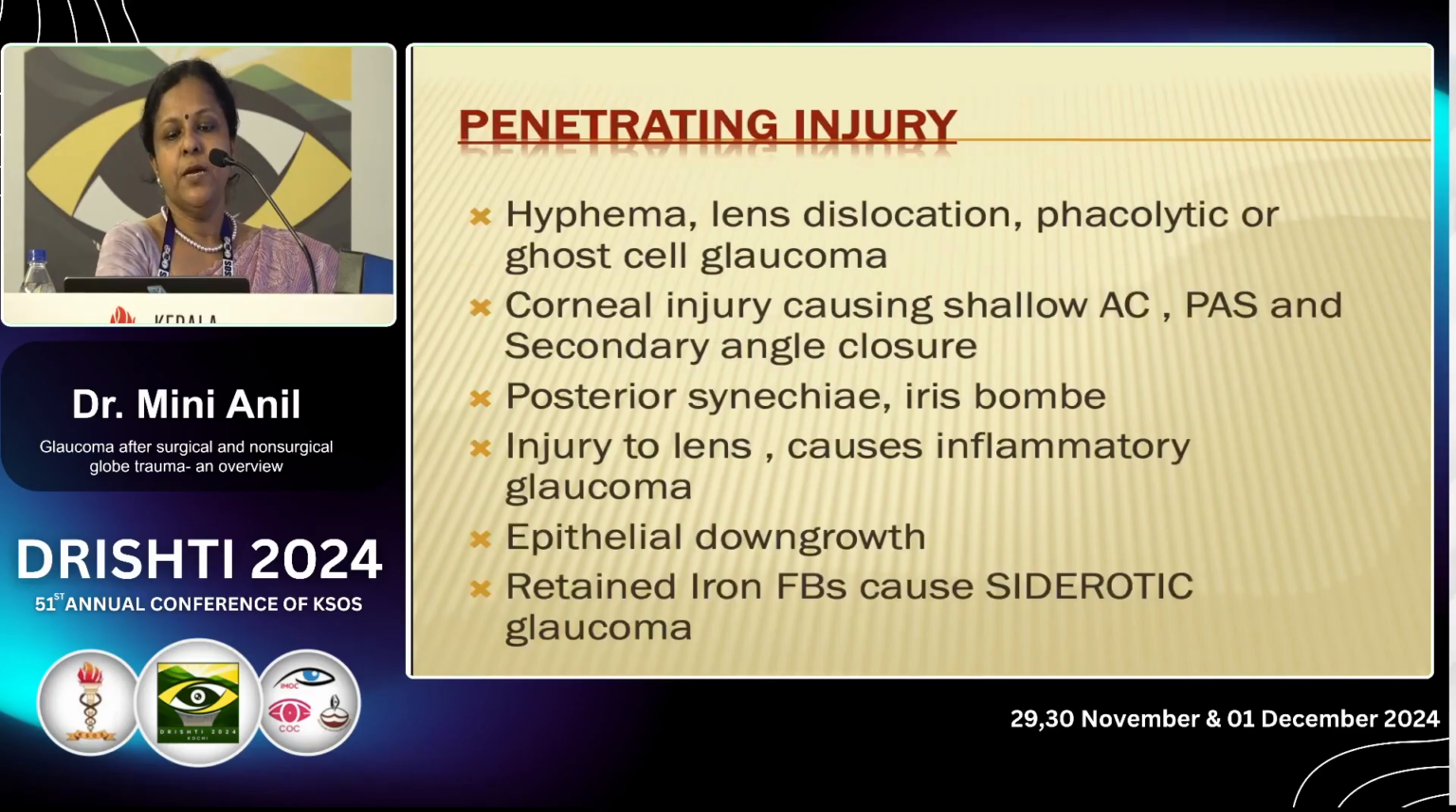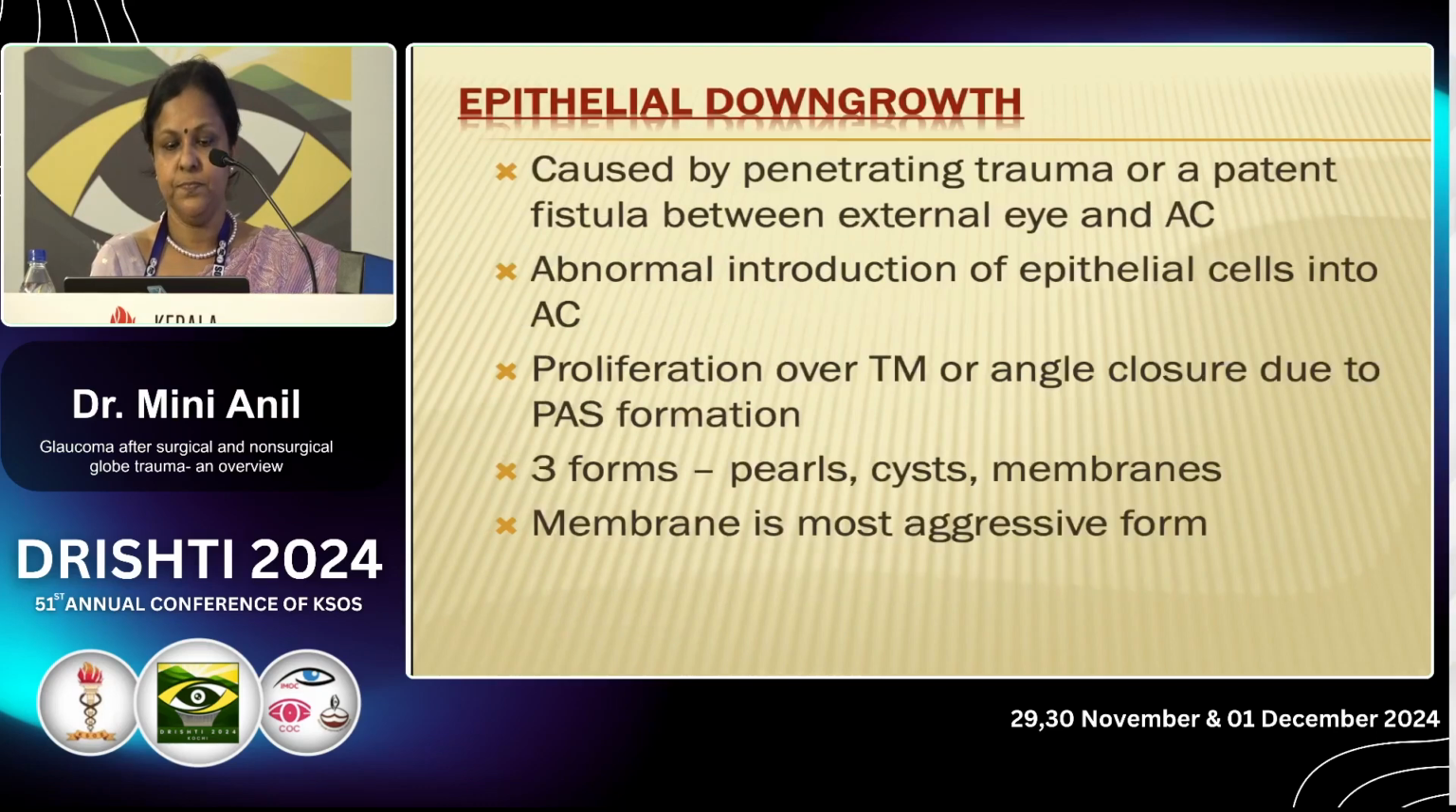Coming to penetrating injury. Hyphema, lens dislocation, phacolytic or phacoanaphylactic glaucoma. Then corneal injury causing shallow anterior chamber, peripheral anterior synechiae and secondary angle closure. Then posterior synechiae leading to iris bombe. Injury to the lens causes inflammatory glaucoma. Epithelial downgrowth and retained iron foreign bodies cause siderotic glaucoma.